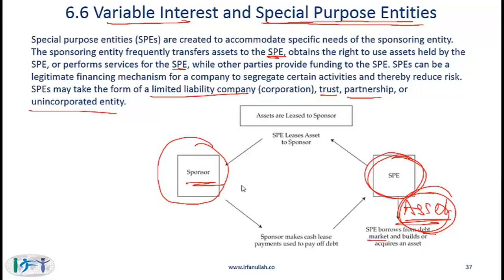So effectively, this is a leasing arrangement between the sponsor and the SPE. Now you can hopefully understand how this mechanism can be exploited. In the past, before there were rules about the SPE being consolidated, what the sponsor could do was create this SPE and effectively have the assets and the liabilities off balance sheet.